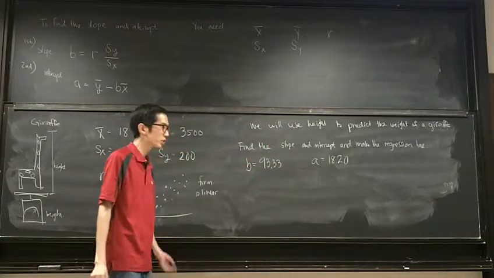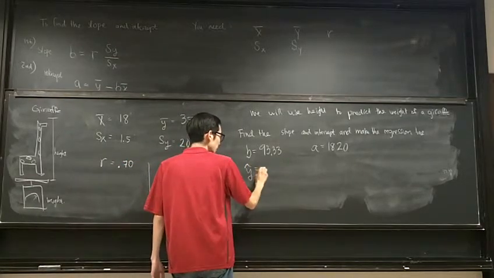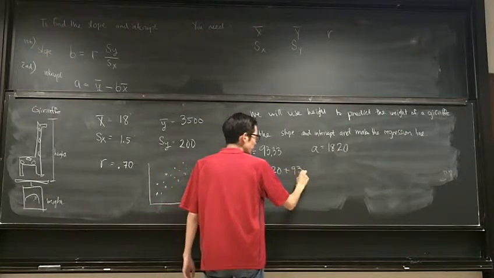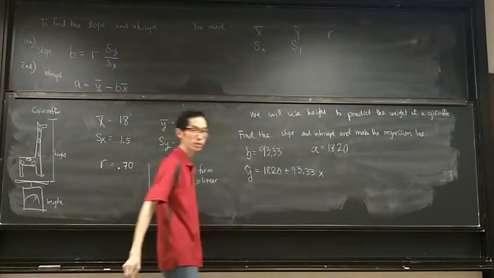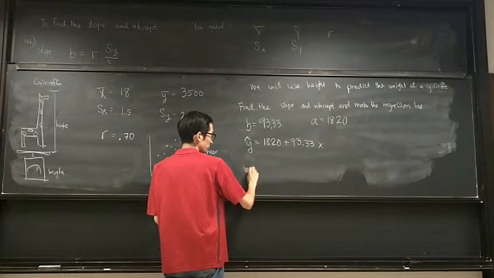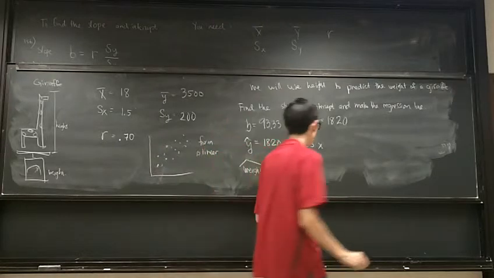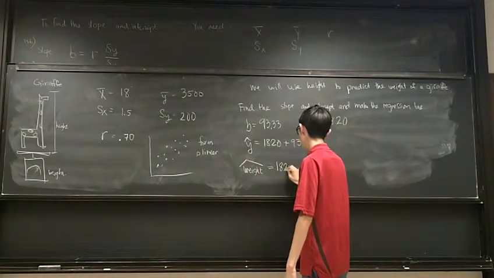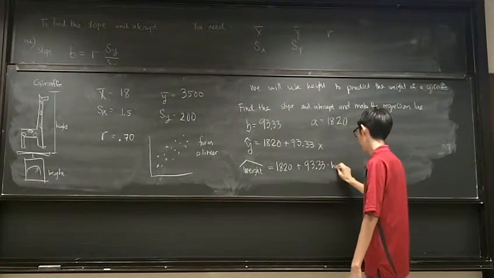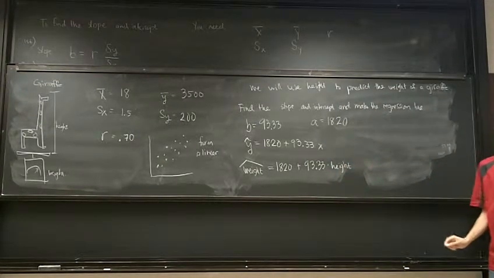And so, what is my prediction equation when I put this all together? Y hat equals, can anyone do this? 1820 plus 93.33 times x. Did we get that? Yeah? Okay. Or I could put predicted weight. I could even put a hat over the weight instead of writing predicted weight. I could say weight is equal to 1820 plus 93.33 times height. Does that work?